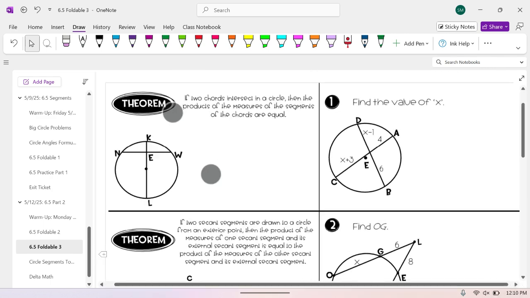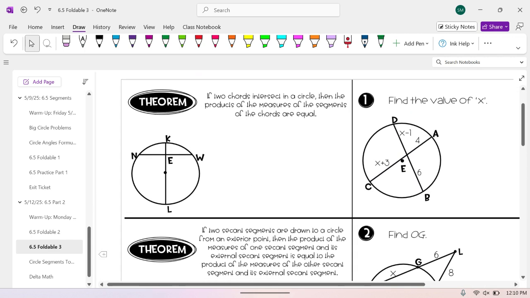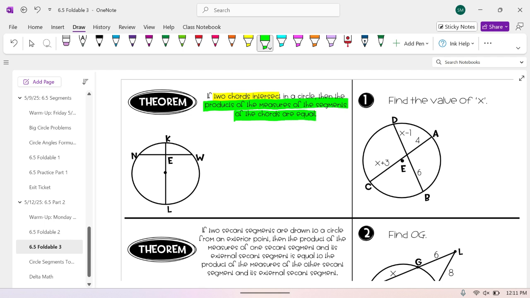Now, the first one is just the intersecting chords. So if two chords intersect in a circle, then the products of the measures of the segments of the chords are equal. That's a mouthful, but let me explain what that means.